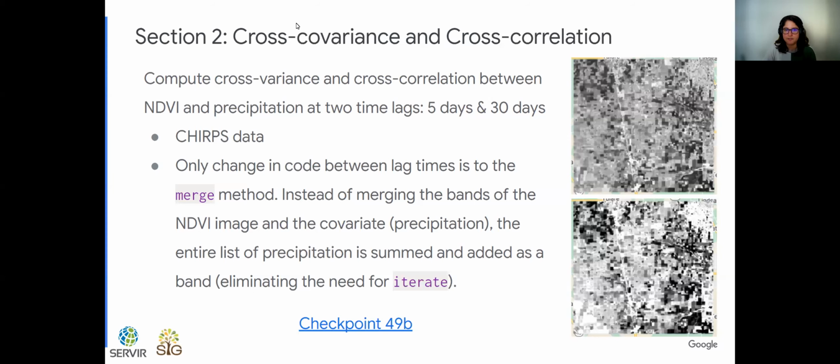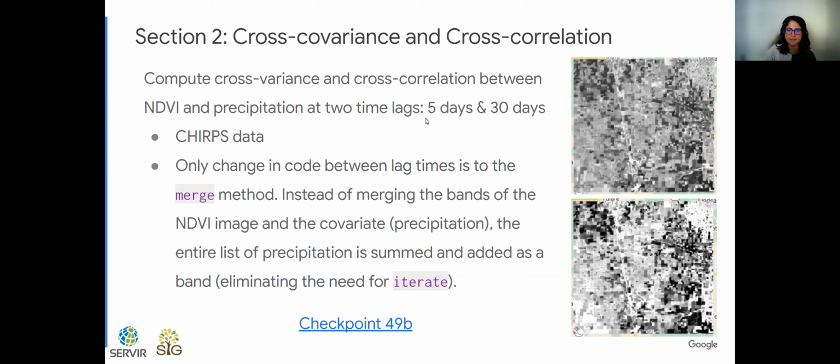So now that we have looked into autocovariance and autocorrelation, we'll also look into cross-covariance and cross-correlation. Instead of looking at the same variable, so we just looked at whether NDVI values from previous time periods affect, or are correlated with, NDVI at the current period, we can also do the same analysis looking at two different variables. So in this example of section 2, we'll look at whether precipitation is correlated with NDVI or not.